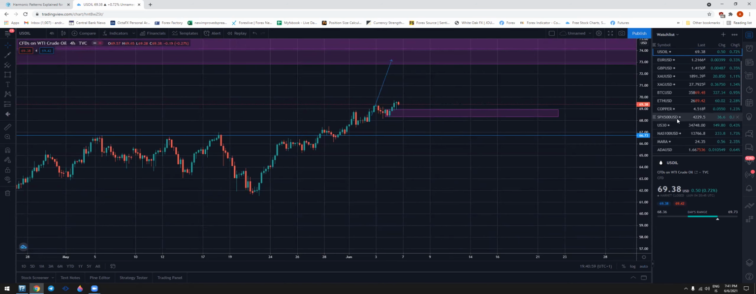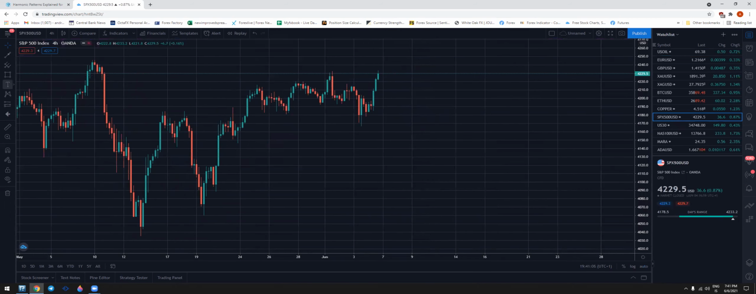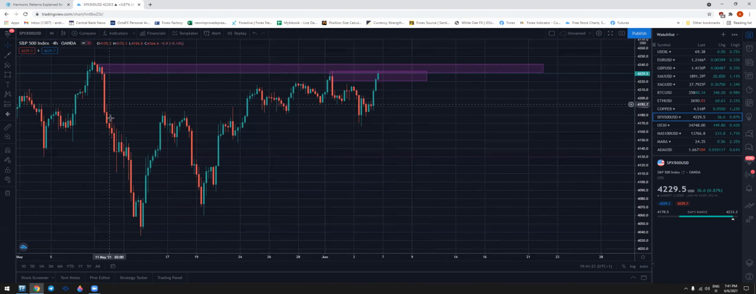The indexes. So here is the hurdle we're trying to get through. Where is the origin of it? Here. And this is obviously a strong supply here, as we saw this massive drop from it.